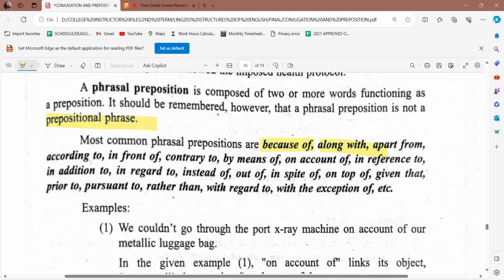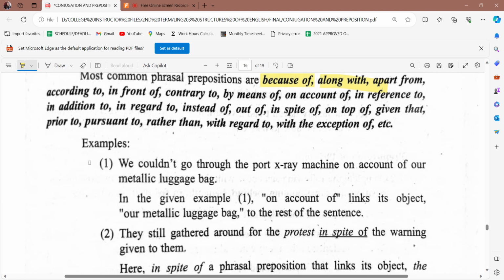These are examples of phrasal prepositions. Remember that just because a phrase is composed of two or more words functioning as a preposition, it does not necessarily imply that it is a prepositional phrase. We have an example: We couldn't go through the port X-ray machine on account of our metallic luggage bag. The given example, on account of, links its object, our metallic luggage bag, to the rest of the sentence.